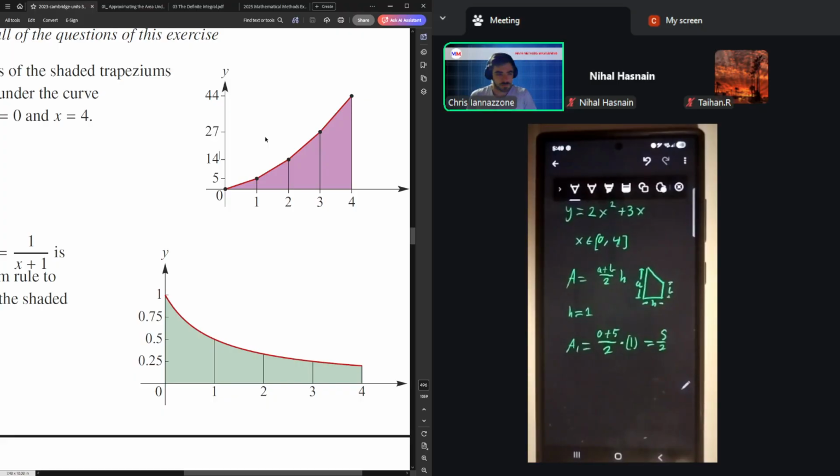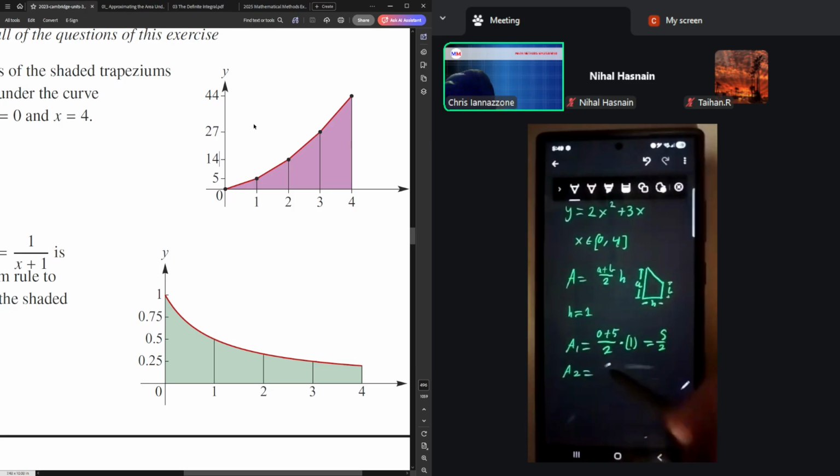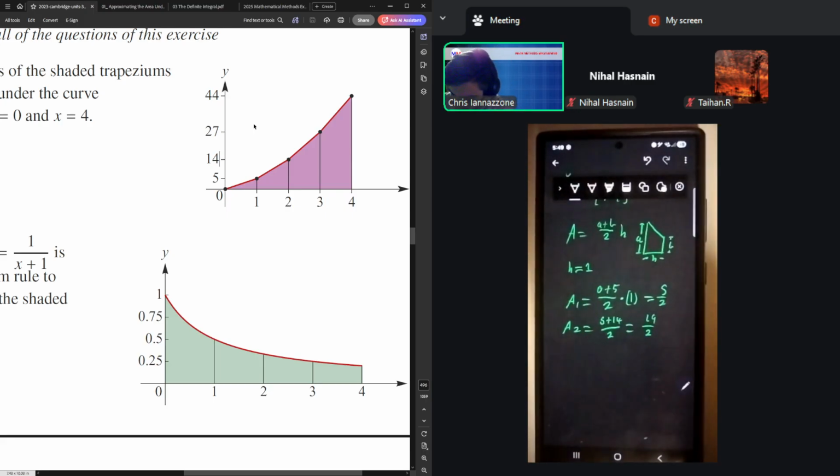Then we just go on to the next one. All right. Next one is a trapezium between 1 and 2, which has heights of 5 and 14. A2, 5, 14, times 1, 19 on 2. So on and so forth.